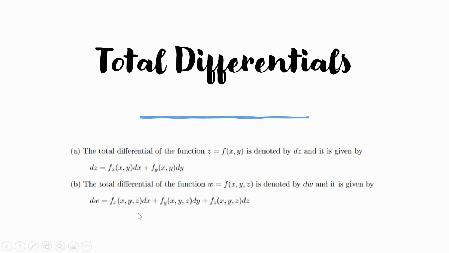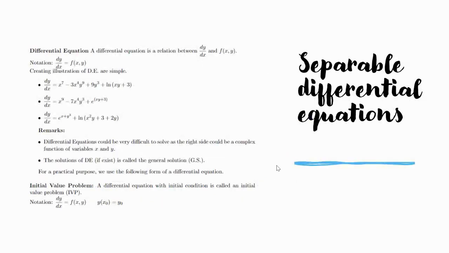And when it's talking about dw, it just means that there are 3 different variables instead of 2, right? So if you were to use total differentials to approximate, then you would first calculate dz, and then you will use the function and set it equal to f of x, y plus dz, and then you would just solve that to find your approximation. And this will make more sense once we're working through the problems.